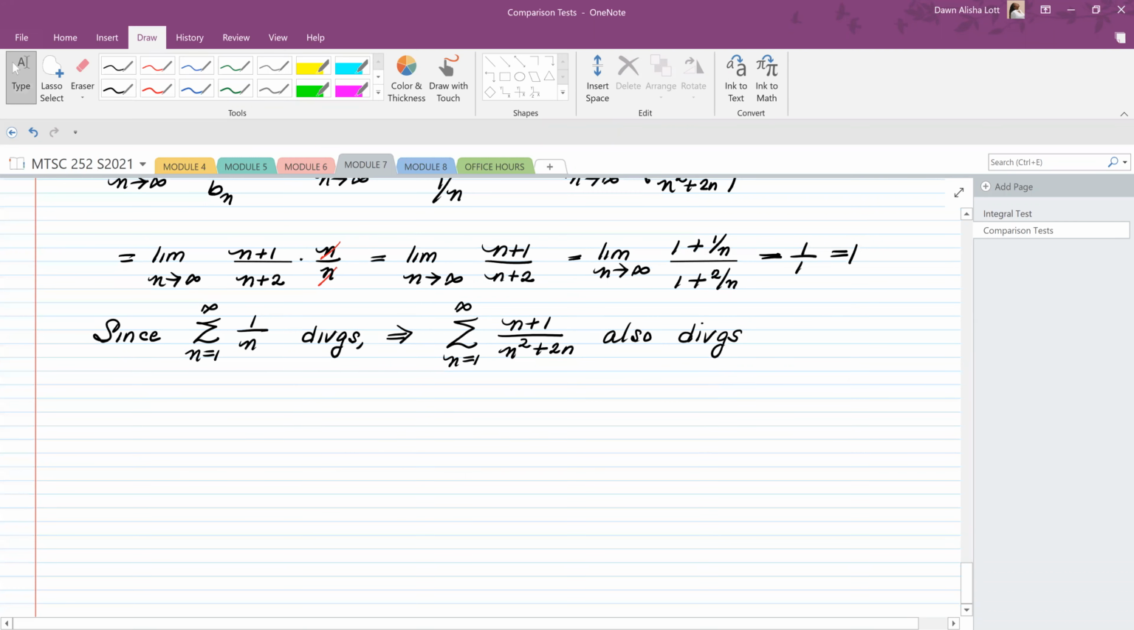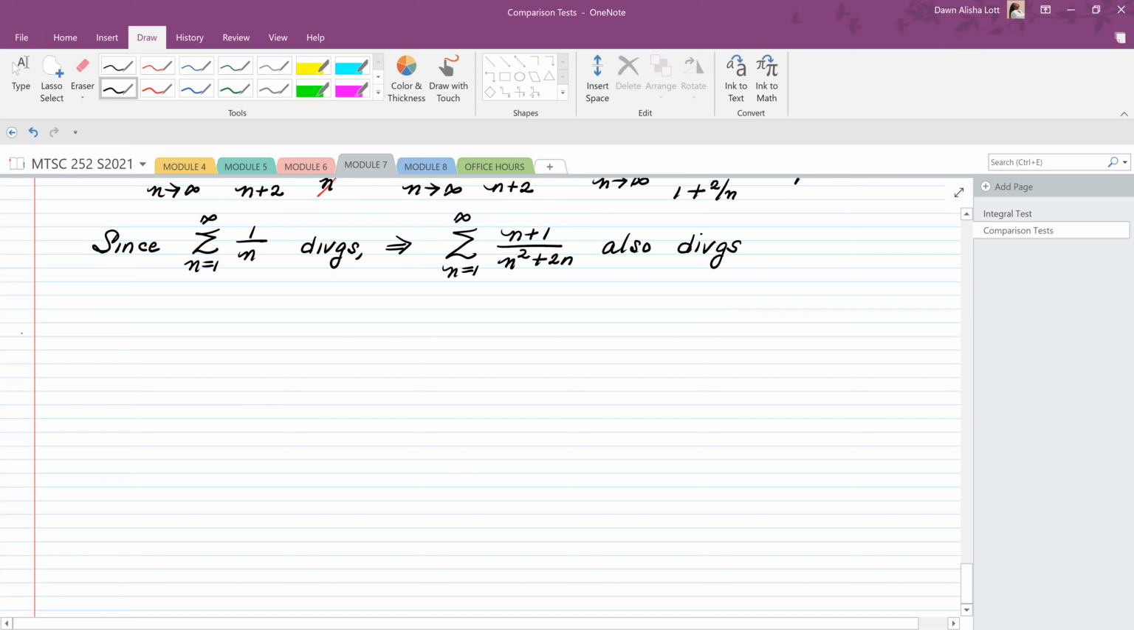Number 2. Summation n equals 1 to infinity of n squared plus 4 over n to the 4th plus 2.